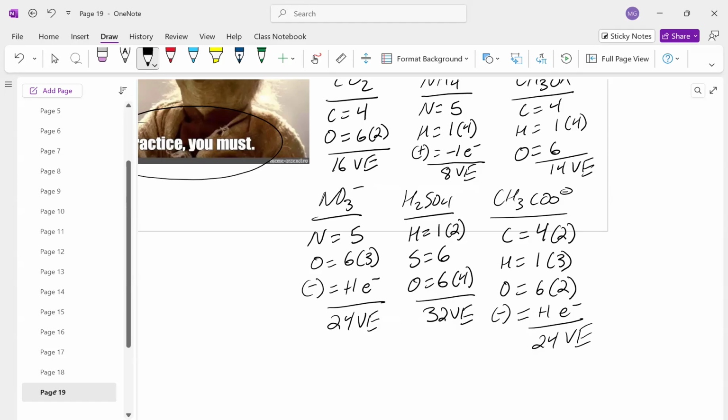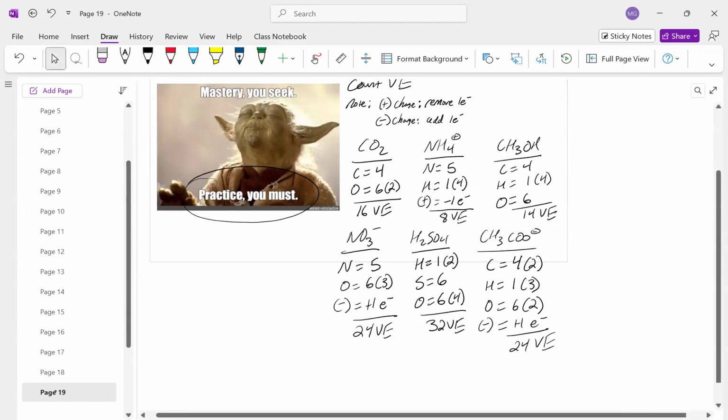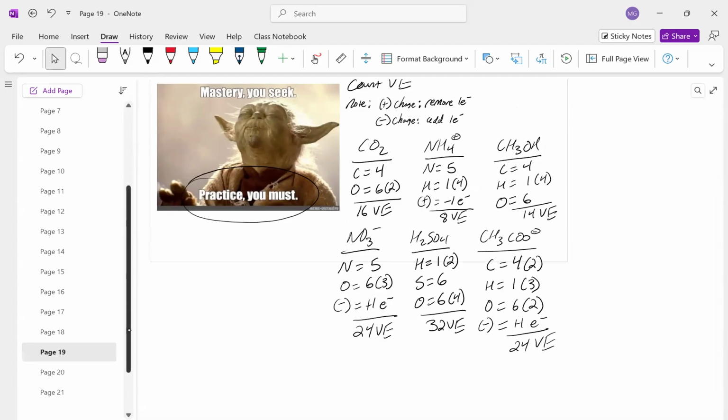All right, so that's the first step in any problem involving drawing a Lewis structure: find out how many valence electrons are in that compound.